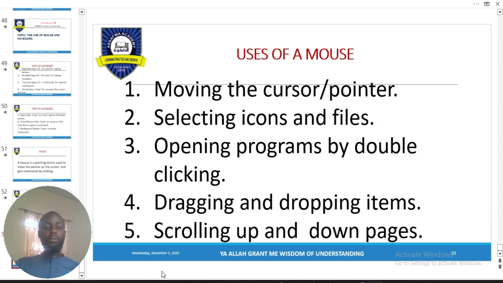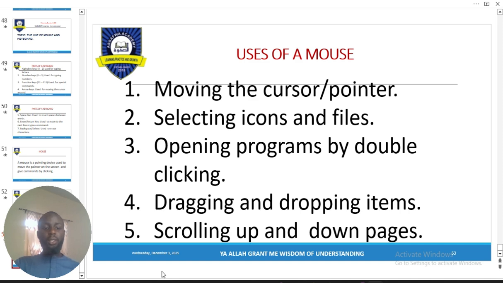Then we have uses of the mouse. First one, moving the cursor or pointer. Also selecting icons and files. And then opening programs by double clicking. You can also use the mouse to drag and drop an item. And the fifth, we have scrolling up and down pages.